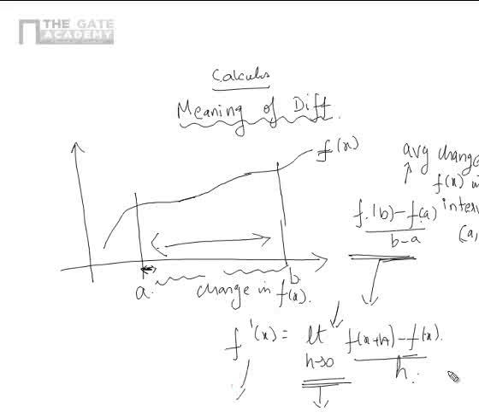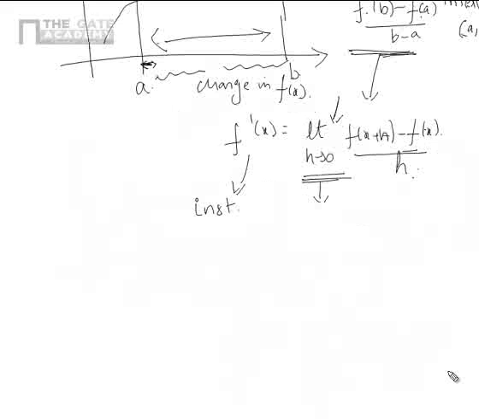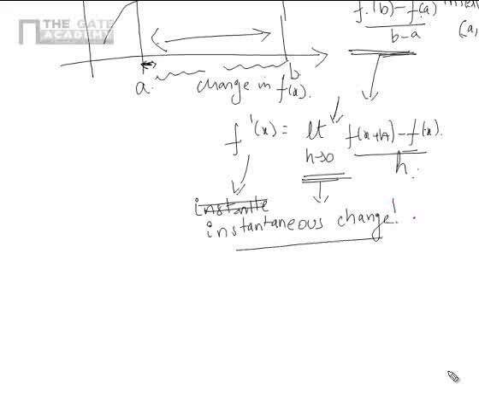This is nothing but instantaneous change, because it is going to give me, let me write it clearly, instantaneous change. That is the meaning of f dash of x. Now let us take some known function and see what this instantaneous change conveys to me.